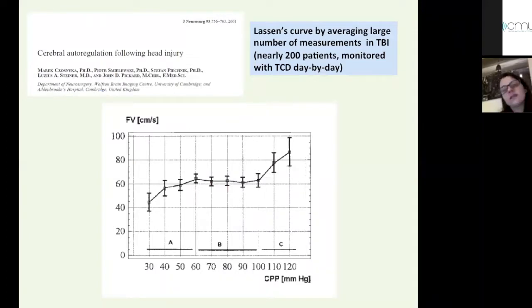So how is the transcranial Doppler able to reproduce the Lassen curve? Basically, this is a very nice paper from Marek Czosnyka. And as you can see, if we plot the flow velocity with the CPP, what we obtain is actually our Lassen curve, where we have at this point the lower limit of autoregulation, and here we have the upper limit of autoregulation. So for example, in this patient, we know that between 60 to 90 millimeters of mercury of CPP, the patient is autoregulating, and that's where we need to keep the patients in our clinical practice.